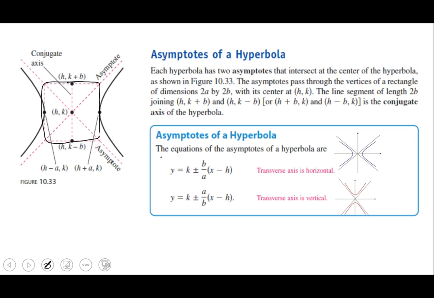There are two different equations for how you would find the asymptotes of a hyperbola. One, if the transverse axis is horizontal, which means it opens from left to right. In that case, you're going to do b over a. If you have a transverse axis that's vertical, which means it's opened up and down, you're going to do a over b. And again, no need to memorize anything. All you have to do is refer back to these equations as needed.